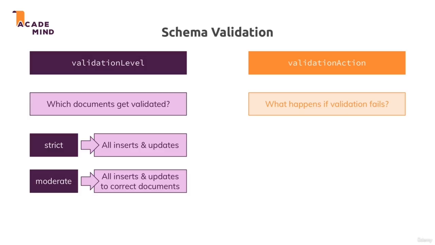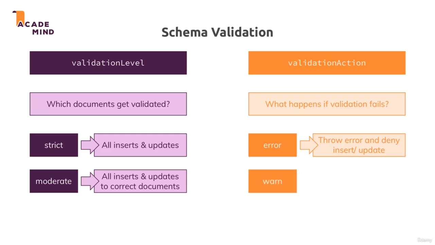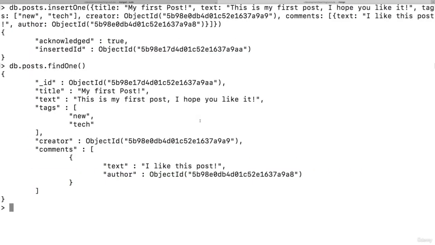For validation action, you can decide whether you want to throw an error and not go on with the insert or update, so it will not change your database data, or if you only want to log a warning and proceed. So then you would still write the data, you would still change the data, but log a warning that it did not fulfill your criteria. And what you want to choose here really depends on your application. If you're okay with incorrect data ending up in your database, you just want to be aware of it, or if you totally need to block it. Let's have a look at that in code next.